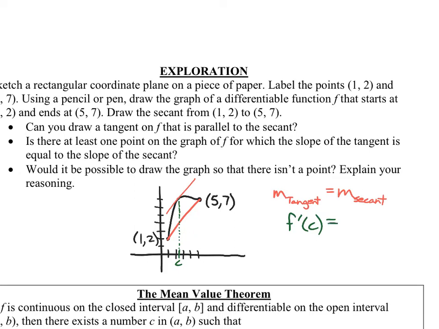Well, I just get the slope of the secant using my slope formula: 7 minus 2 over 5 minus 1. So I know at some point in there, the slope of the tangent line is 5/4.